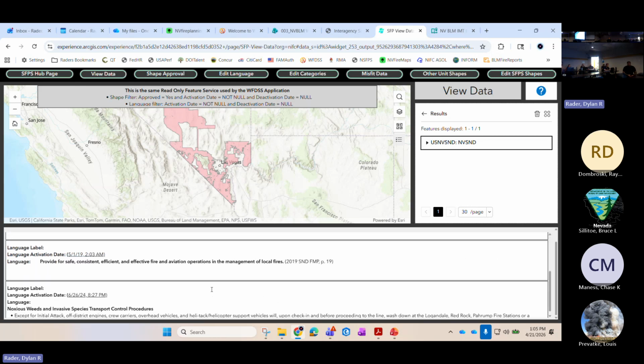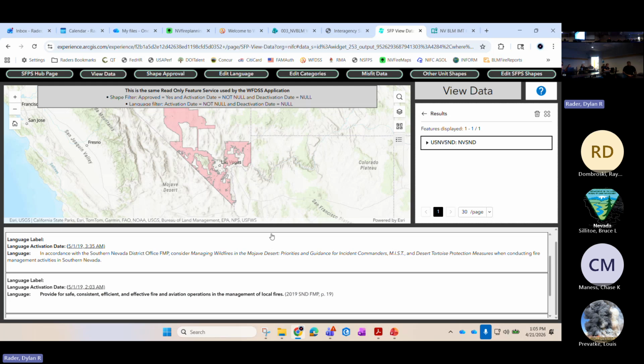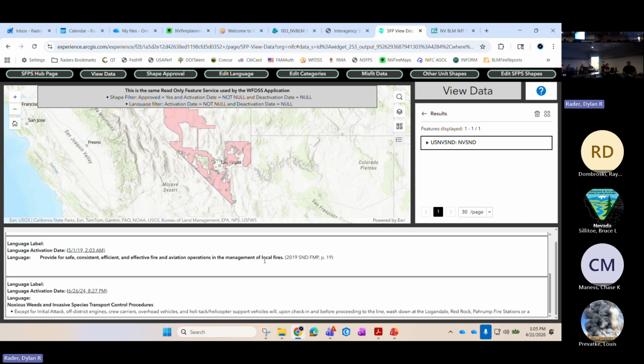provided some direction. For example, in this case, for Southern Nevada, if you scroll through there, you can see the district boundaries, but you can actually see here there's some direction, right? For example here, except for initial attack, off-district engines, crew carriers, overhead vehicles, and helitanker helicopter support vehicles will, upon check-in and before proceeding to the line, wash down at the Logandale, Red Rock, Pahrump fire stations, and there's more in there, right? So that kind of language is specific to your FMP. That was pulled out of your resource management plan. That is in the Spatial Fire Planning Service.